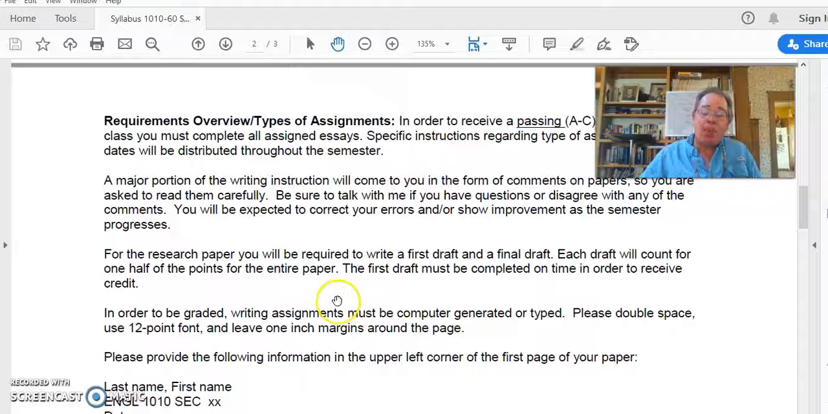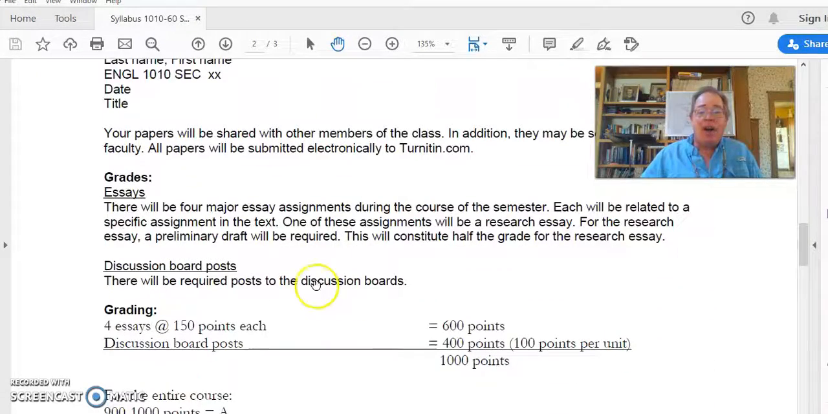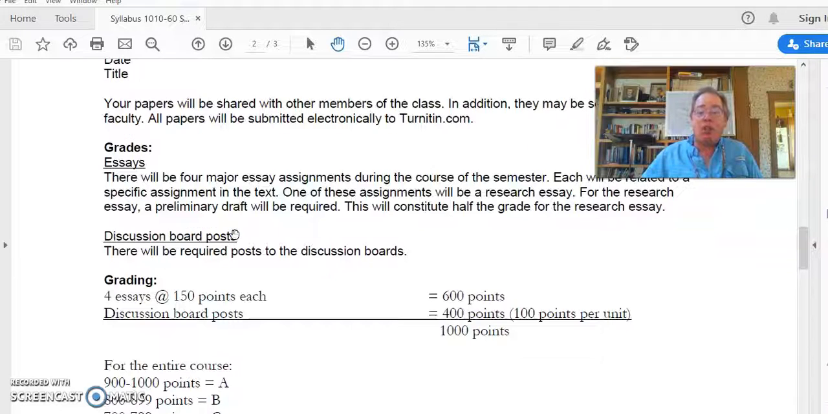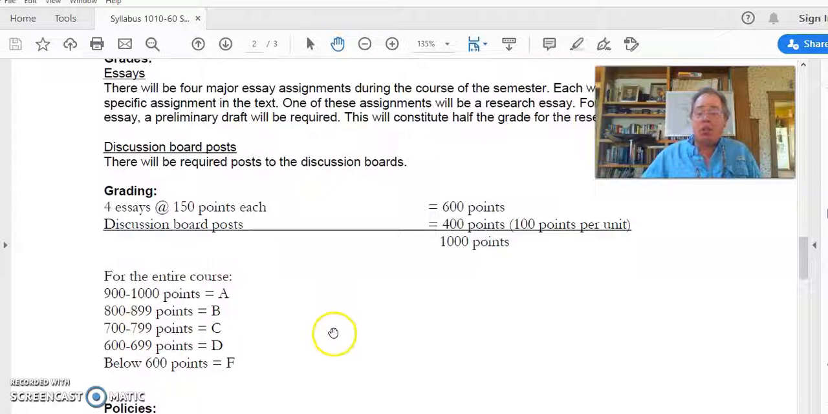I give you feedback on the first draft of your research paper and then help you to create a good second draft of that. There will be 4 essays, one of them a research essay. For the research essay, we'll need a preliminary draft, and half the grade for the research essay comes from the first draft, and half comes from the second draft. So as you can see, 4 essays, discussion board posts, we're going to be doing a lot of those, and the total for the course.